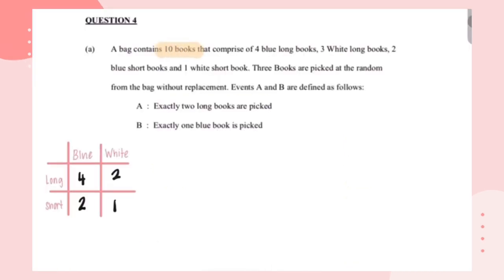Question 4. A bag contains 10 books that comprise 4 blue long books, 3 white long books, 2 blue short books, and 1 white short book. 3 books are picked at random from the bag without replacement. Events A and B are defined as follows. A: exactly 2 long books are picked. B: exactly 1 blue book is picked.